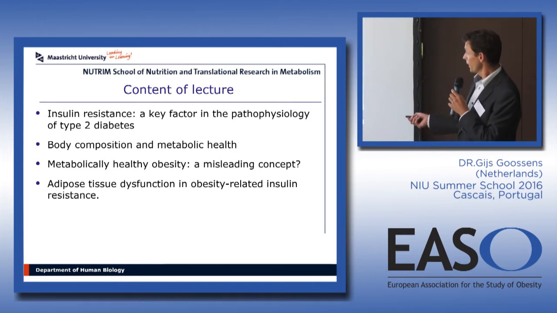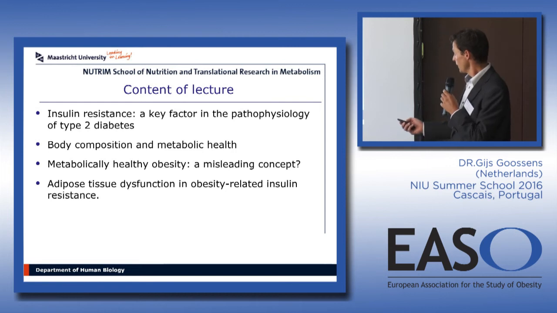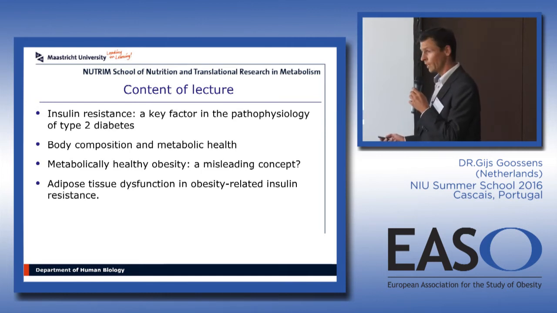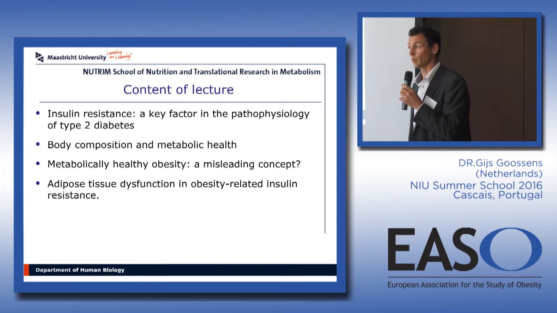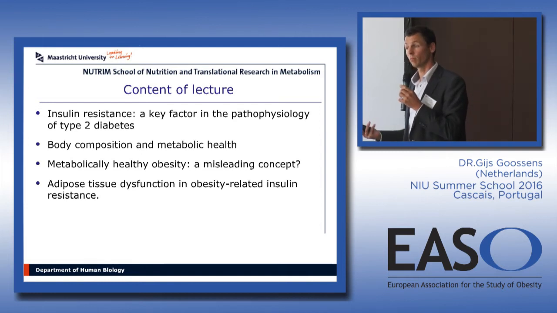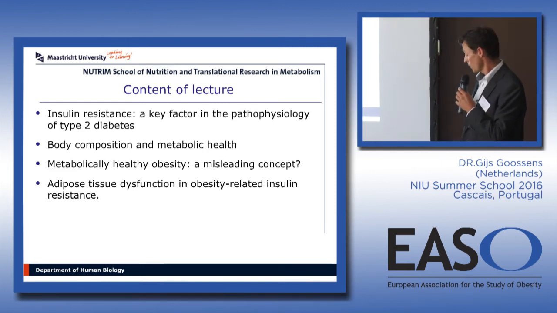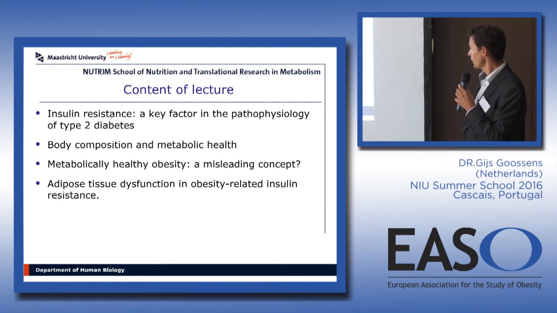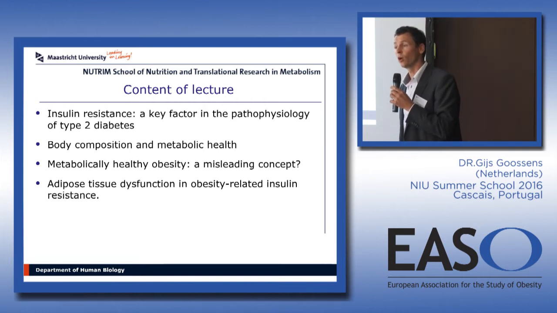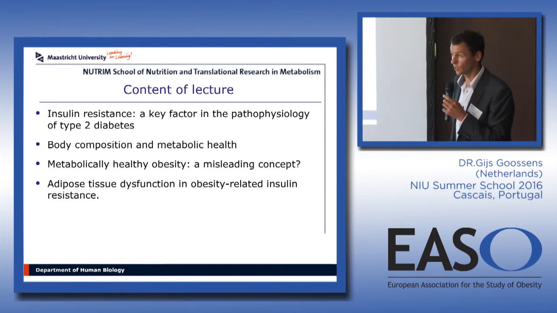And thereafter I would like to touch upon the relationship between body composition and metabolic health, and move on then into a relatively new concept, the concept of metabolically healthy obesity. And actually I would like to convince you that this is a misleading concept, at least in my opinion. Nevertheless, I think we can use this concept to better understand why some obese subjects do develop complications and others do not. And the last part of my presentation will be about adipose tissue dysfunction in obesity-related insulin resistance. And I will discuss also some of our own data on a relatively novel factor that might be implicated in adipose tissue dysfunction, namely the oxygenation of adipose tissue.